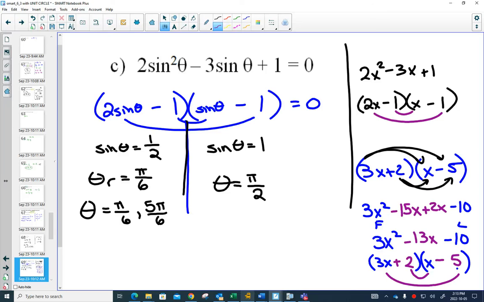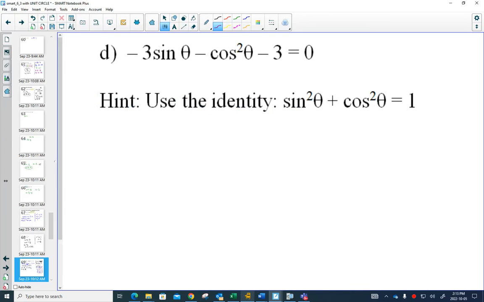So we go to question part D. And this one, I have a hint in your notes. You don't get the hint on the test. Okay, so we have to know how to do these ones, but we'll do a lot of these. Right now, you can't solve it because it has a sine and a cos, right? That's like asking you to solve this: negative 3y minus x squared minus 3 equals 0. You can't solve that because you have an x and a y.